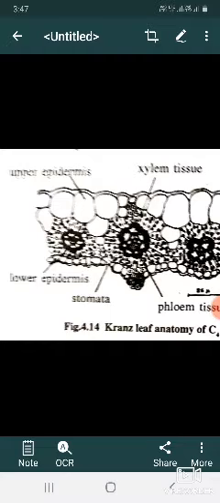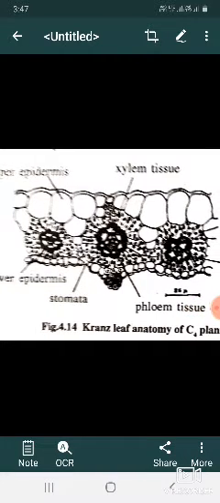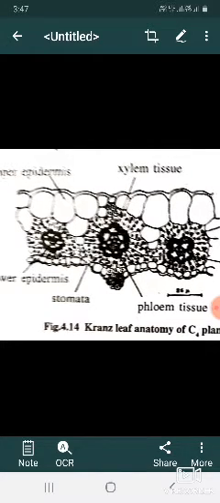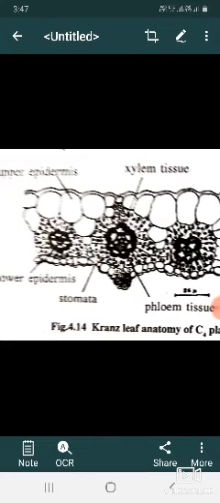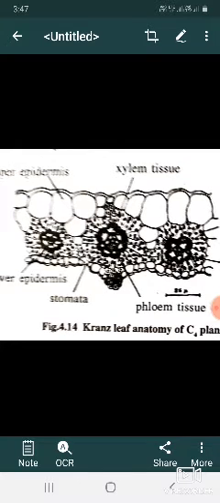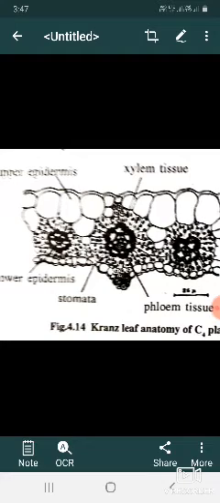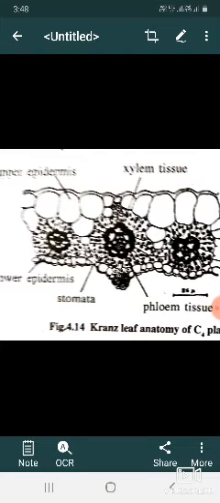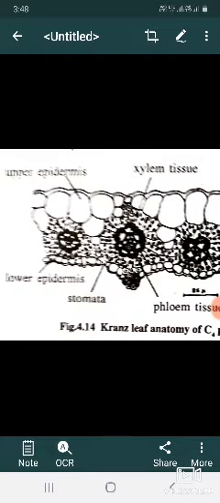Oxaloacetate plus NADPH plus H plus gives rise to malate plus NADP. Oxaloacetic acid, which is a C4 dicarboxylic acid, is reduced to malic acid in the presence of NADPH formed by the light phase. NADP malate dehydrogenase acts as a catalyst. This is the leaf anatomy of C4 plants.